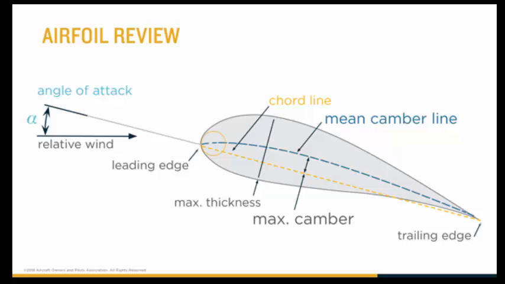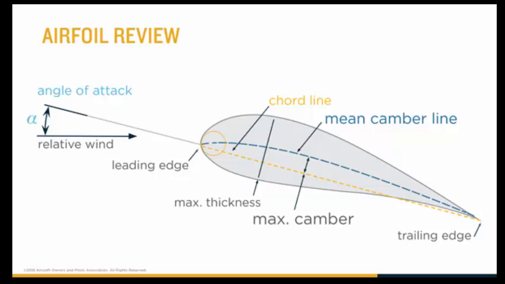Relative wind always moves directly opposite the direction the aircraft is moving. Angle of attack is the angle between the chord line and the direction of the relative wind. Thickness, the point where the airfoil has the greatest height from top to bottom, expressed as a fraction or percentage of the chord. Camber is the curvature of the airfoil and may be considered curvature of the mean camber line. So mean camber line is a line drawn between the leading edge and the trailing edge so that the distance between the upper and lower surfaces are equal.